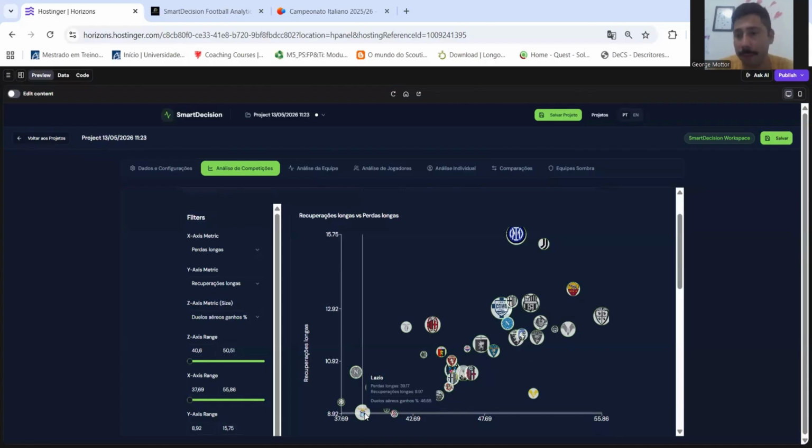But then it's a ball out of play, a cross that goes out of play, and he doesn't lose the ball that often. Okay, they can finish, but they don't lose possession as often. However, their long recoveries are 8.9 per game, which is very low. Let's compare that to Milan's 15 recoveries.